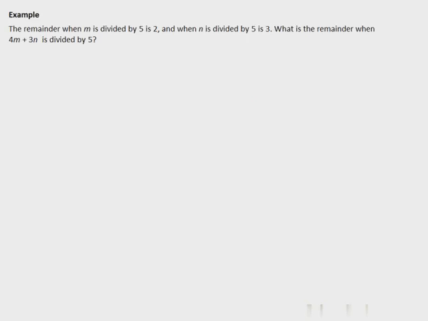Here's one more. The remainder when m is divided by 5 is 2. So m divided by 5, remainder 2. When n is divided by 5, the remainder is 3. What is the remainder when 4m plus 3n is divided by 5? Putting together all those rules, I know that 4 when divided by 5 will give a remainder of 4 and 3 when divided by 5 will give a remainder of 3. So I just keep those facts at the back of my mind.